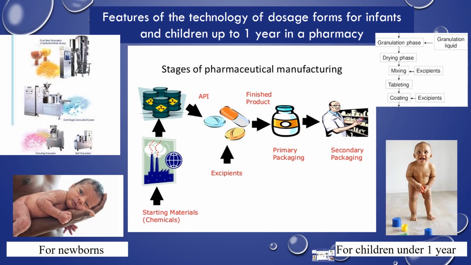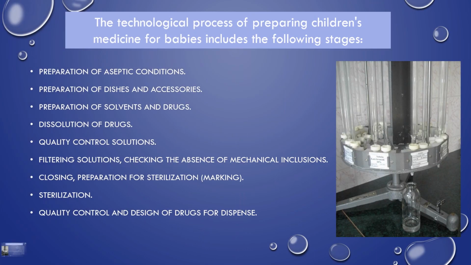And now let's get acquainted with the features of the technology of dosage forms for children under 1 year old in a pharmacy. The technological process of preparing children's medicine for babies includes the following stages: preparation of aseptic conditions, preparation of dishes and accessories, preparation of solvents and drugs, dissolution of drugs, quality control of solutions, filtering solutions, checking the absence of mechanical inclusions, closing, preparation for sterilization, marking, sterilization, quality control, and design of drugs for dispense.